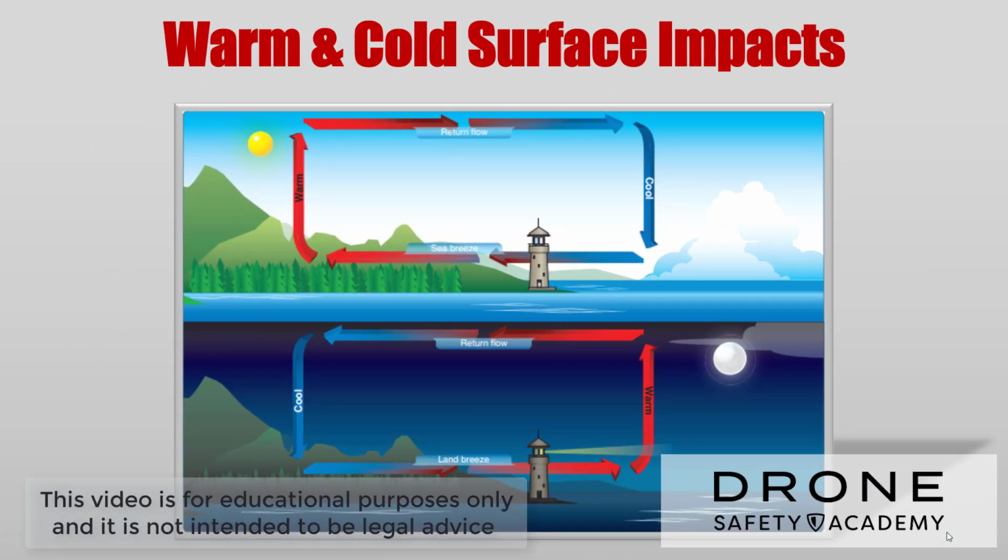Here's an example from the pilot handbook. Here we can see a sea breeze coming into the landmass, warmed up by the landmass and rising, and then eventually moving back out towards the body of water. The process is reversed at night.